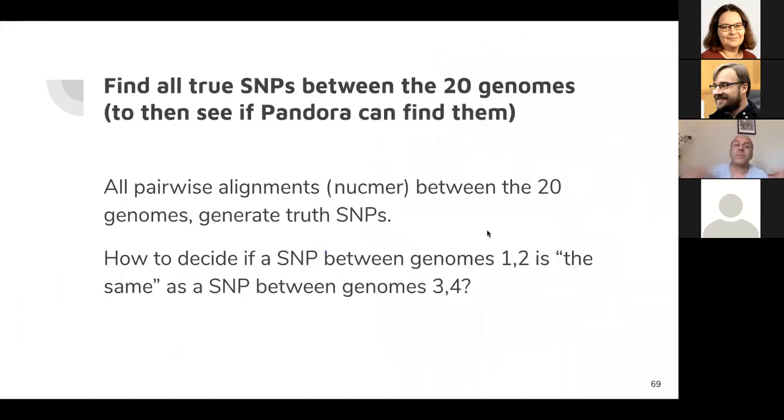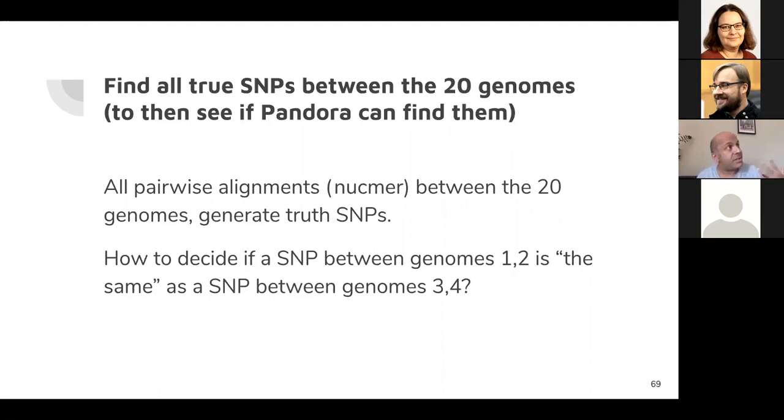So how are we going to find all the true SNPs between the 20 genomes? Well, we do all pairwise alignments using NUCmer between the 20 genomes to generate truth SNPs. We only take SNPs inside nicely aligned regions. And then you have to decide if a SNP that we find between genomes 1 and 2 is the same as a SNP between genomes 3 and 4. Okay, so this is annoying.